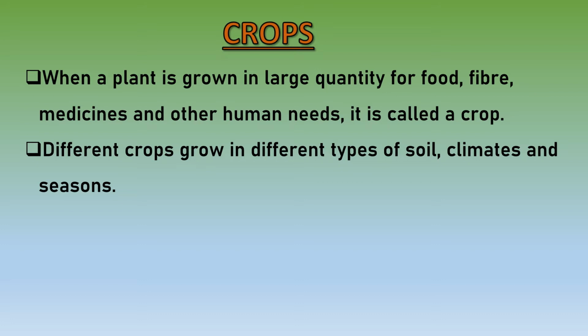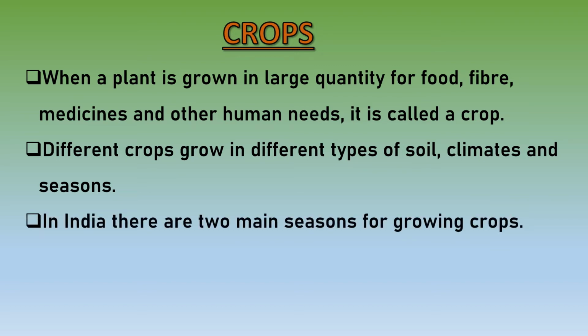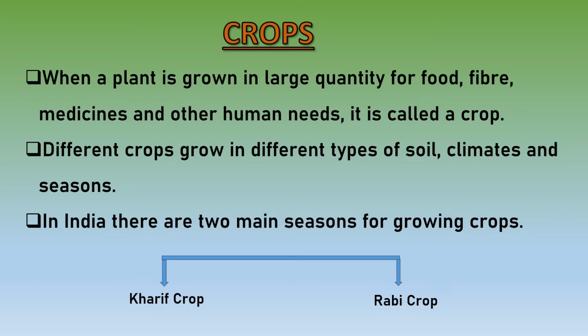Different crops grow in different types of soil, climates, and seasons. India has three main seasons, but for growing crops, India has only two seasons. Of course, you have studied about different types of soil in Form 4. You are aware that India has six different types of soil, and each kind of soil can grow a limited amount of crops, limited types of crops. But depending on the season, the crops can be divided into two parts. The two main seasons for growing crops and the two types of crops are Kharif crop and Rabi crop.